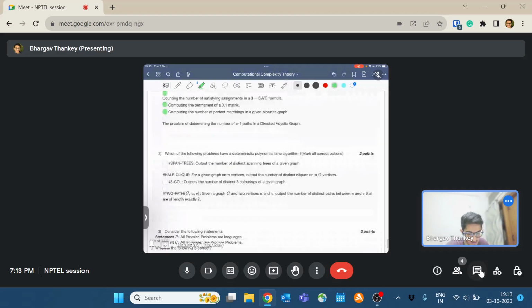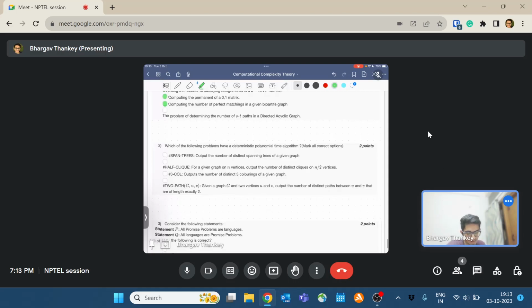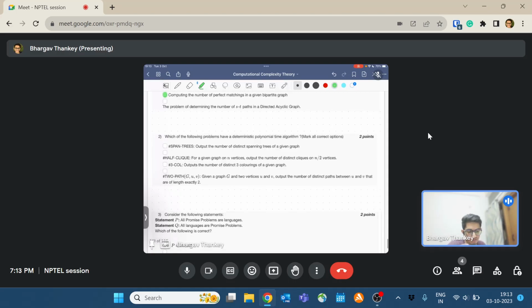Okay, so now let's look at the second problem. We have: which of the following problems have a deterministic polynomial time algorithm? Mark all correct options. The options are #SpanningTrees, output the number of distinct spanning trees in a given graph, and #HalfClique, for a given graph on n vertices, output the number of distinct cliques on n over 2 vertices.